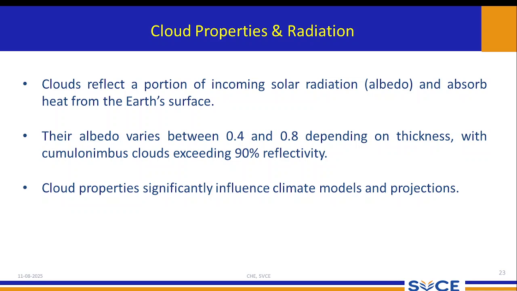Clouds reflect a portion of incoming solar radiation, called albedo, and absorb heat from the Earth's surface. Their albedo varies between 0.4 and 0.8 depending on thickness, with cumulonimbus clouds exceeding 90% reflectivity. What do you mean by cumulonimbus clouds? It is a very vertical cloud, associated with thunderstorms and severe weather. I will explain this.